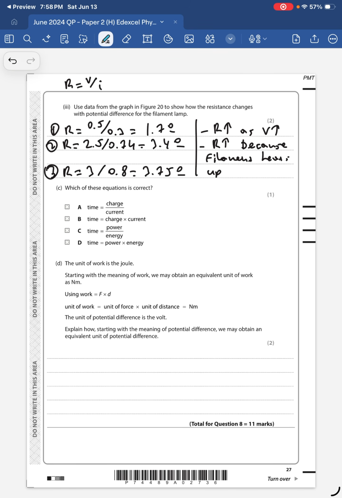Okay, part C, which of these equations is correct? So time is charge over current. This is confusing. So okay, current is charge per time. So time is charge per current. So that's option A, right? Yes. Okay, for a moment I was confused. I'm sorry. Okay, A is correct. So let's move on.